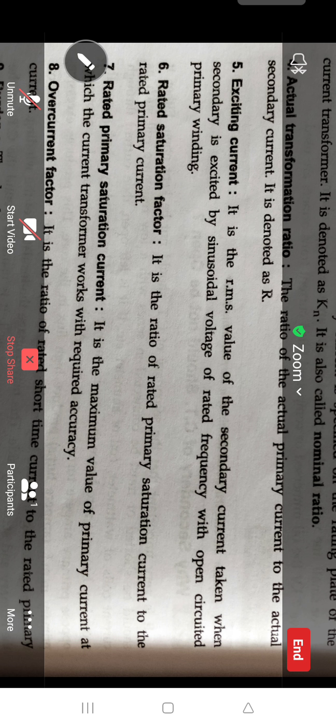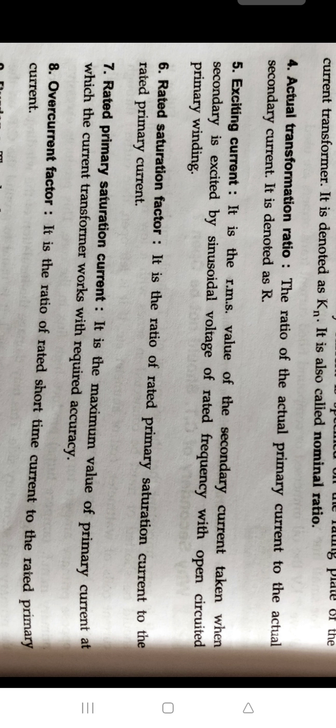Rated saturation factor. It is the ratio of rated primary saturation current to the rated primary current. Okay. So the rated primary saturation current. Saturation current means whenever in faulty condition the transformer can safely pass the maximum allowable current, it is called saturation current. So the saturation current to rated primary current is called saturation factor.